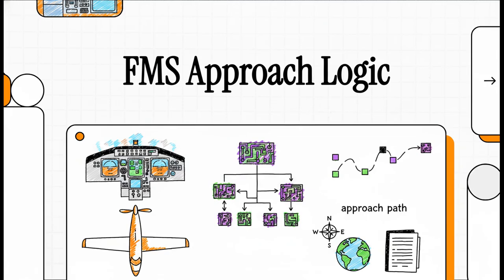Welcome to this explainer. Let's step straight onto the flight deck of a Bombardier Q400 to master the precise, rule-based logic of its flight management system. If you've ever wondered exactly how the computers on this incredible aircraft think during the absolute most critical phases of flight, well, you're in the right place. Today, we're breaking down the FMS approach logic, translating those dense technical manuals into clear, actionable, everyday understanding.